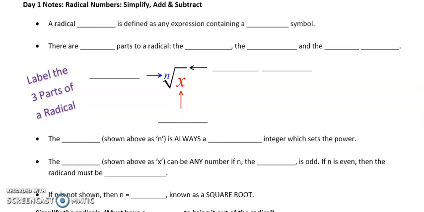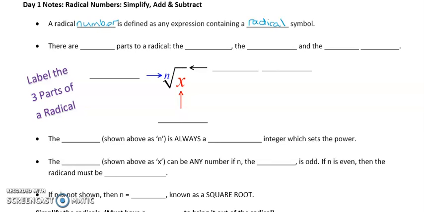So let's first just start off with some terminology here. This says a radical number is defined as any expression containing a radical symbol. I know we're using the word in its own definition. We're going to talk about what that word radical means in just a second. Okay, so a radical number has to be an expression that contains our radical symbol.